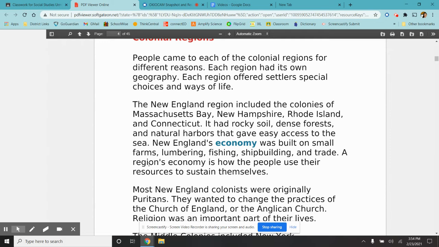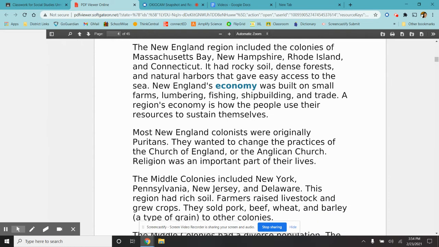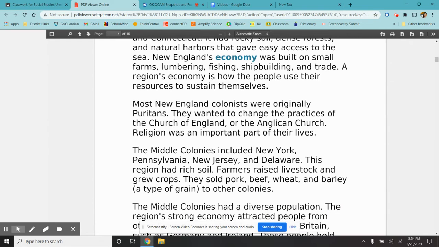New England's economy was built on small farms, lumbering, fishing, shipbuilding, and trade. A region's economy is how the people use their resources to sustain themselves. Most New England colonists were originally Puritans. They wanted to change the practices of the Church of England, or the Anglican Church. Religion was an important part of their lives.